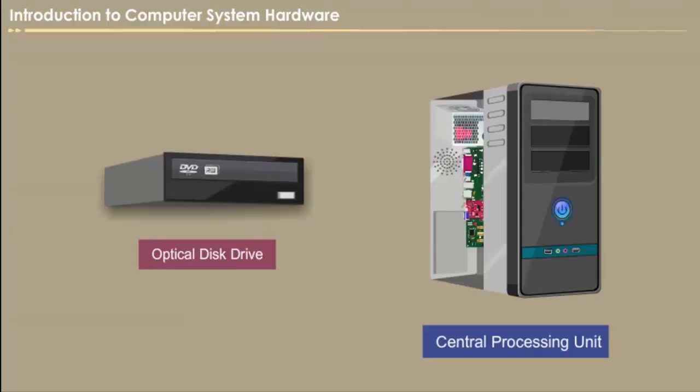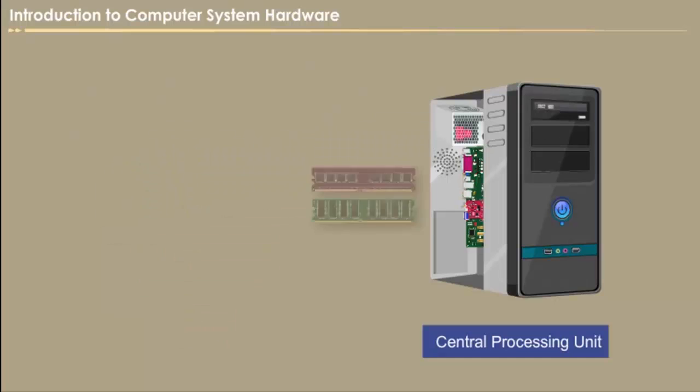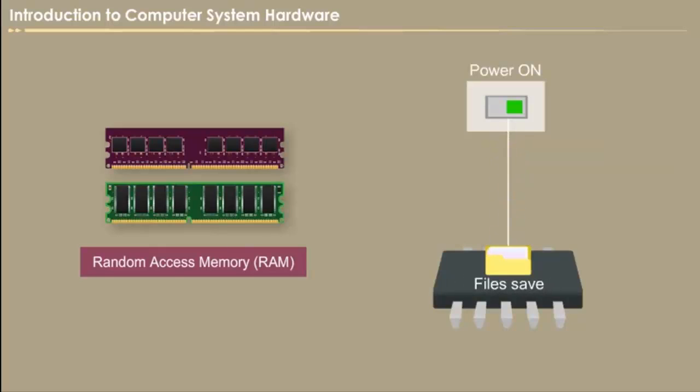Optical disk drive. An optical disk drive, that is ODD, is a disk drive that uses laser light or electromagnetic waves within or near the visible light spectrum as part of the process of reading or writing data to or from optical disks. Random access memory, that is RAM. RAM provides the temporary storage of data and instructions. RAM is volatile computer memory that needs power to preserve the stored data. RAM stores data and instructions during the execution of instructions.